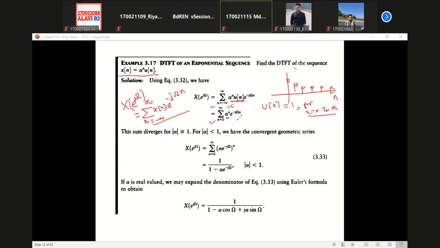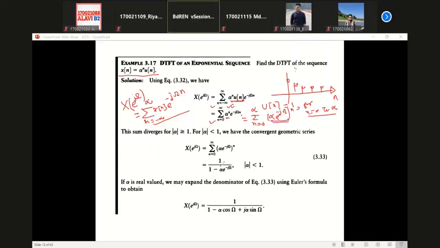Now, if we want to evaluate this sum, how can we write it? This can be written as the sum from n equal to 0 to infinity of (alpha e to the power minus j capital omega) to the power n, isn't it? Yes, sir. And that quantity can be thought of as another constant.